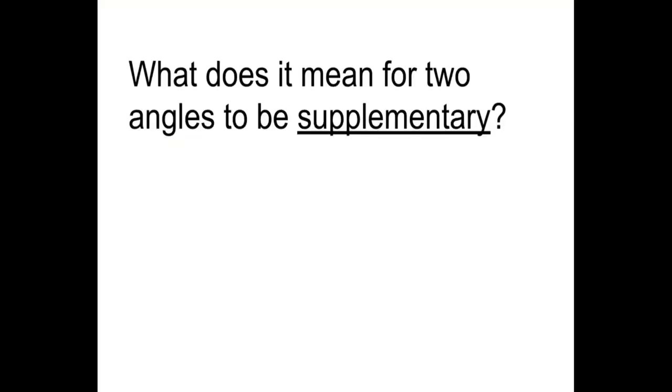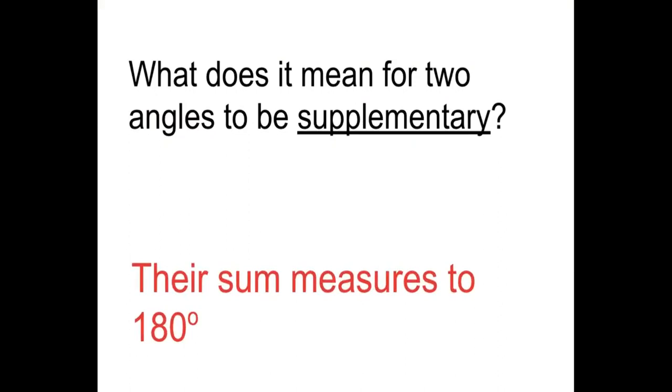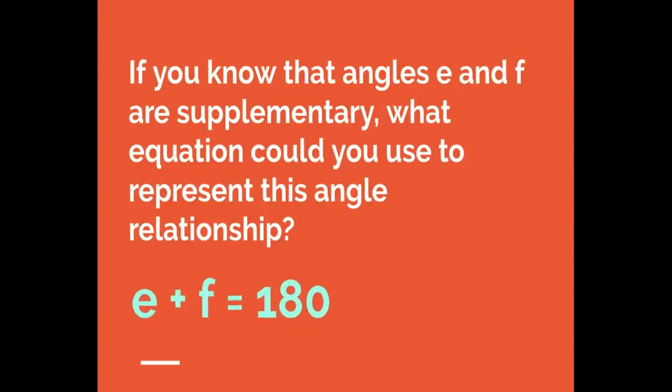What does it mean for two angles to be supplementary? It means that their sum measures to 180 degrees. If you know that angles E and F are supplementary, what equation could you use to represent this angle relationship? Well, you can use the equation that E plus F equals 180. Knowing that those two angles add up to 180, you can create this number sentence or equation.